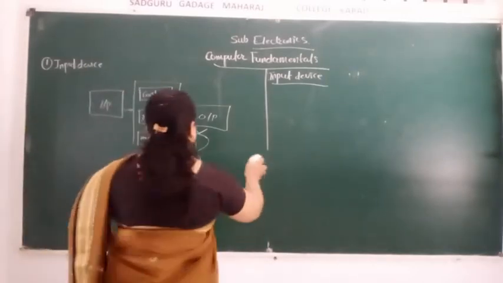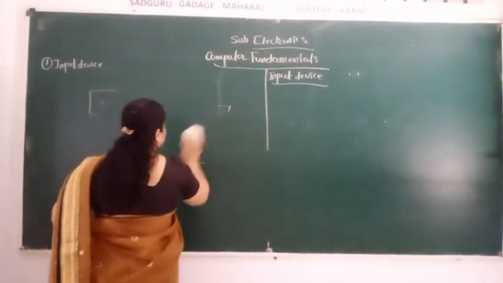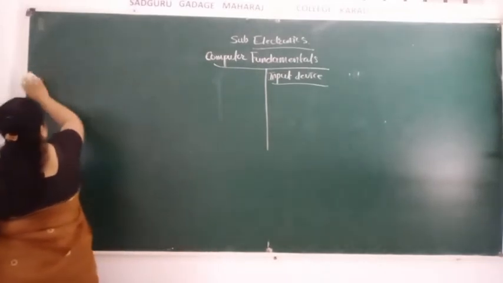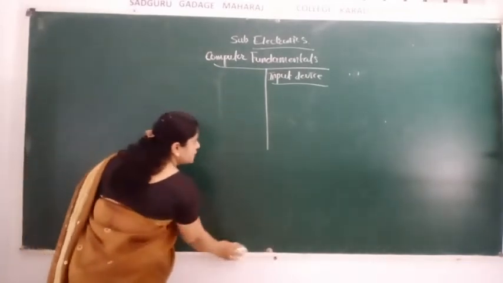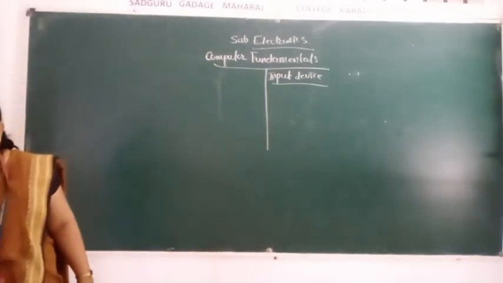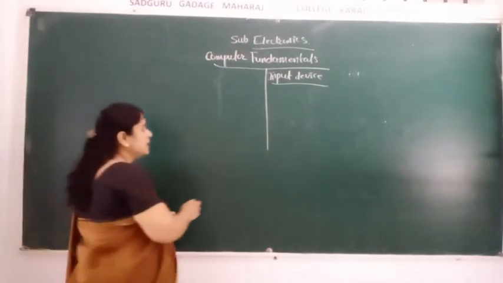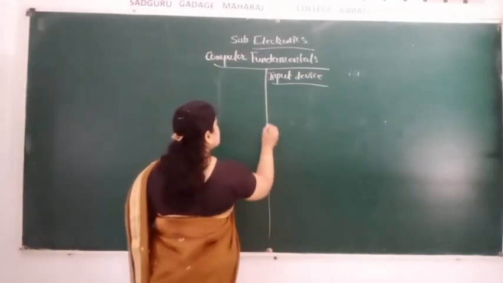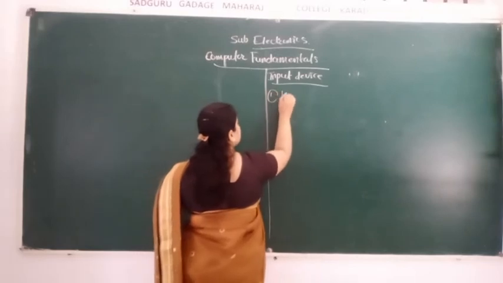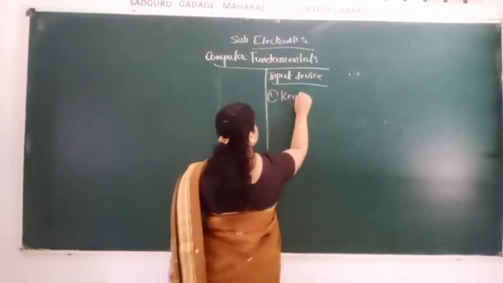Now in detail, the input devices. Which are the input devices? First of all, what is an input device? Whatever data you are giving to the computer for performing the task is called an input device. The first and very common input device, which all of you know, is the keyboard.